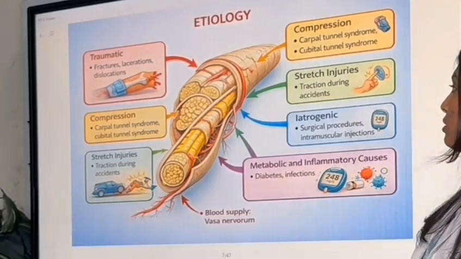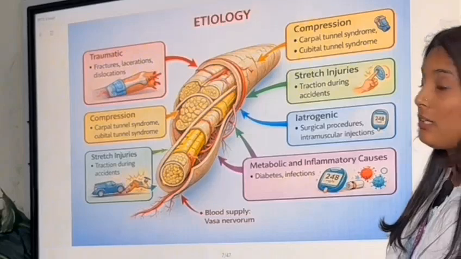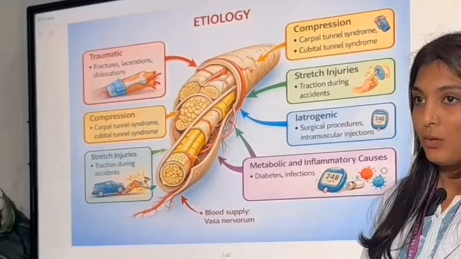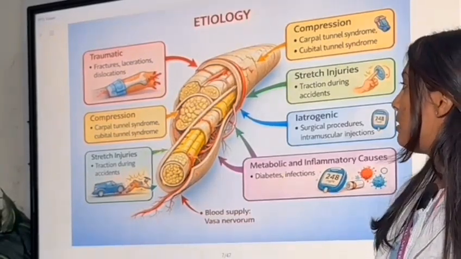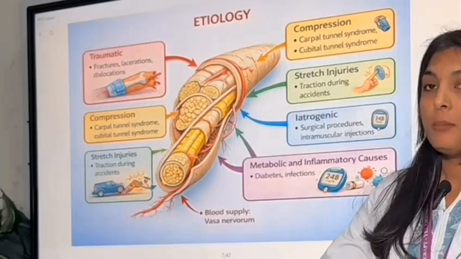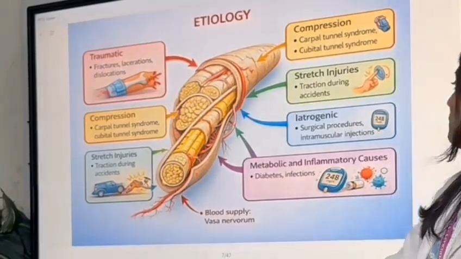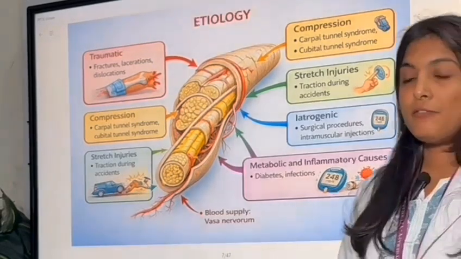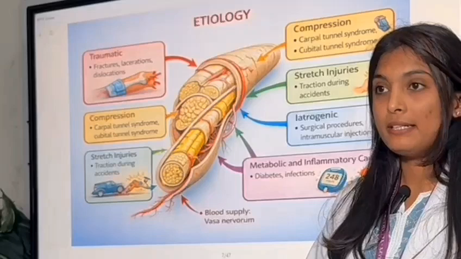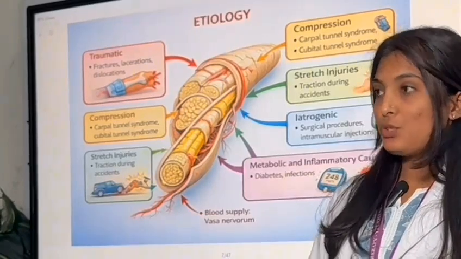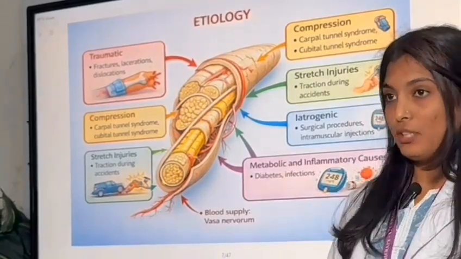Compression causes include repeated overactivity, where there is compression of the median nerve in the carpal tunnel, which can lead to carpal tunnel syndrome. Stretch injuries include traction injuries during accidents, that is a sudden stretch of the shoulder can cause damage to the brachial plexus. Next comes iatrogenic causes. These include damage to the peripheral nerve during surgical procedures or intramuscular injections. For example, an injection given in the wrong quadrant of the gluteal region can cause damage to the sciatic nerve, leading to sciatic nerve injury.